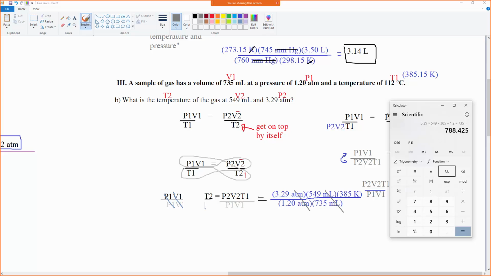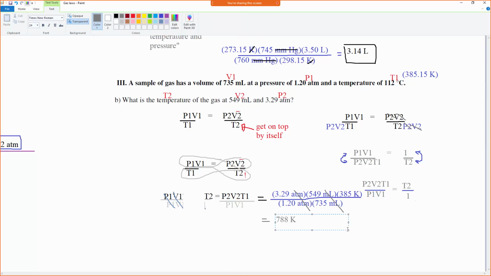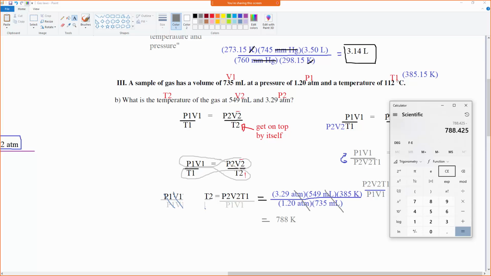788.43. Now I have a slightly different answer than you, Sarah, because I rounded the 385.15 down to just 385. It's still basically the same value, right? It's still basically 788 Kelvin. And then if you want to convert, so 788, subtract 273.15, you get about 515 Celsius.